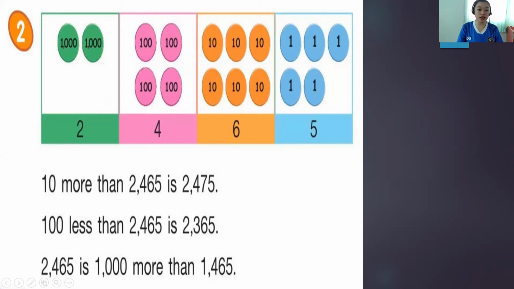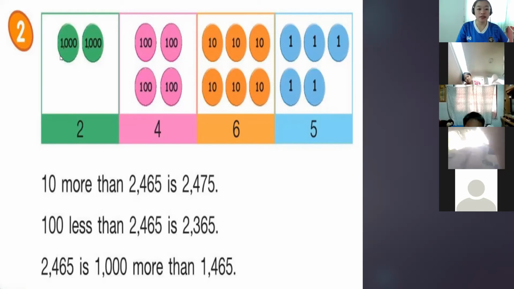Okay, a continuation of our topic, which is on page 18. So we're going to continue about comparing numbers that are 1, 10, 100, or 1,000 more than or less than. Okay, so please open your books on page 18. Page 18, we have here in number 2 the place values. We have ones, tens, hundreds, and thousands.